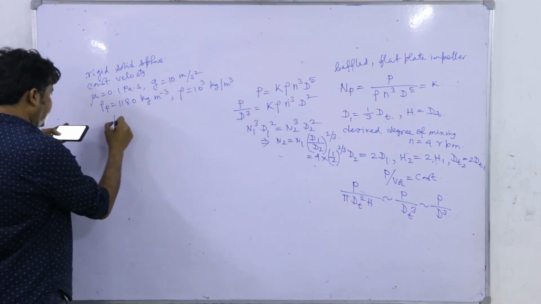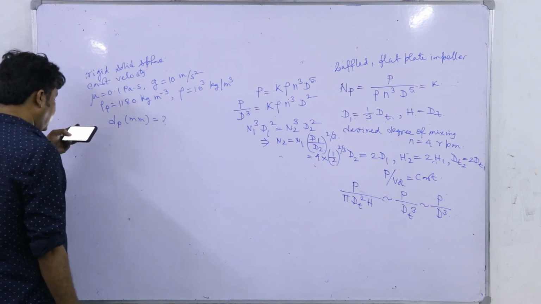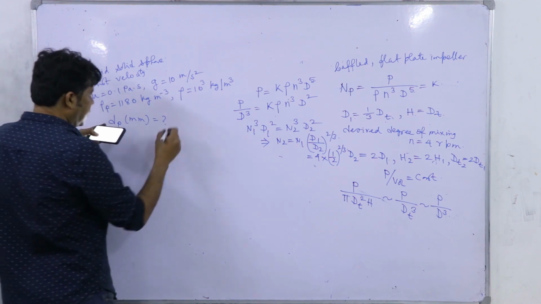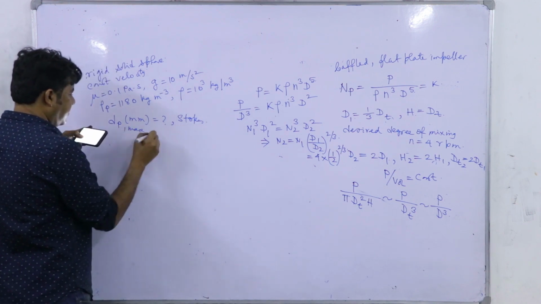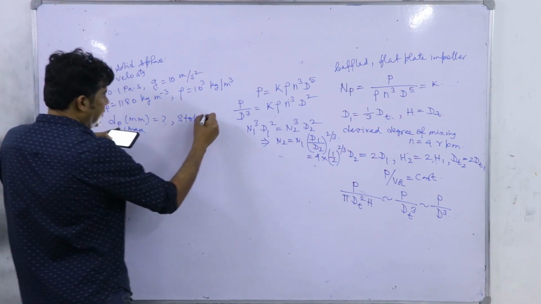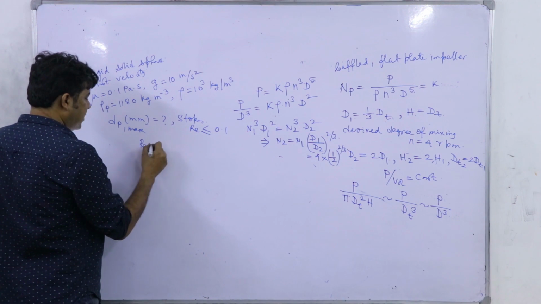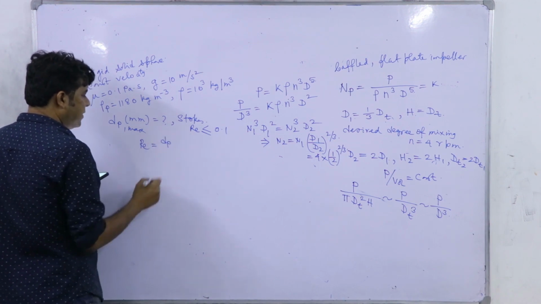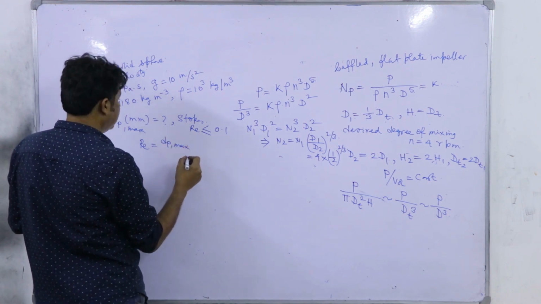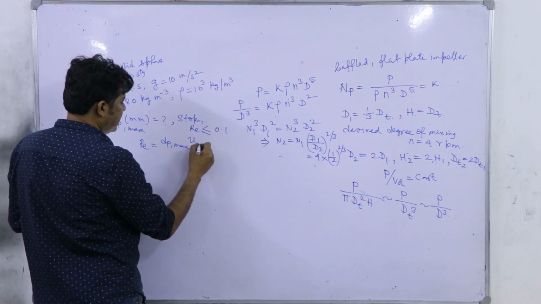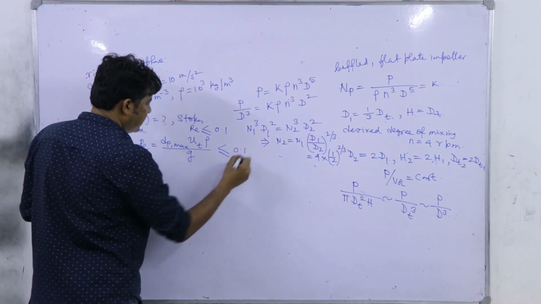The diameter in millimeter, which we have to calculate, of the largest sphere that settles in the Stokes law regime. Maximum diameter, Stokes law regime, where the Reynolds number is also given less than or equal to 0.1. So, Reynolds number is dP max into velocity ut into rho divided by mu, must be less than 0.1.